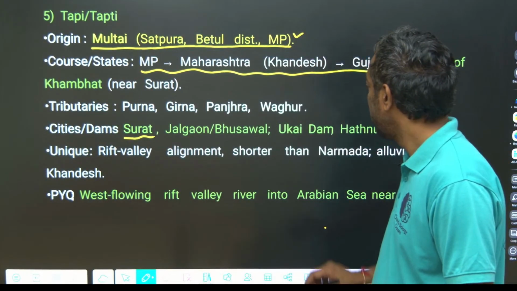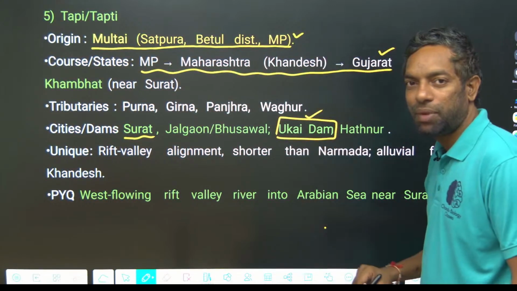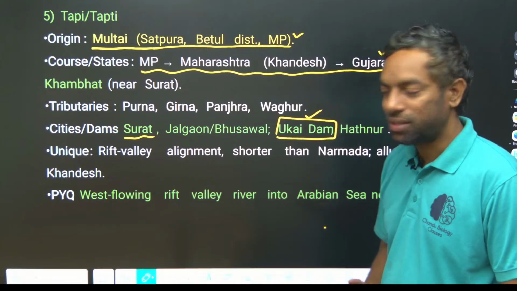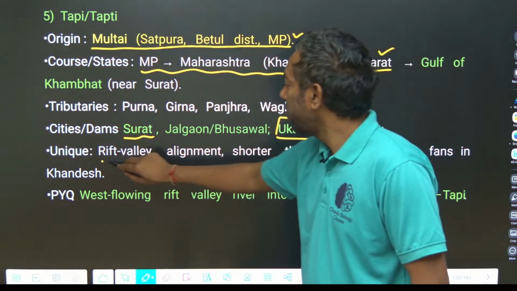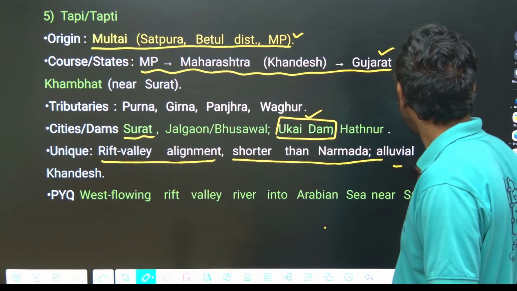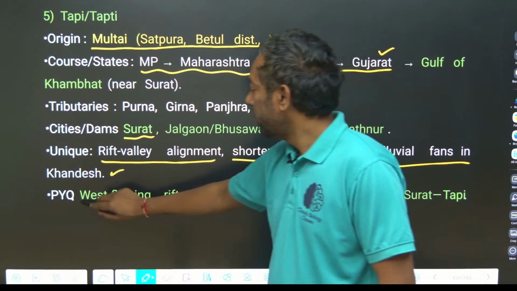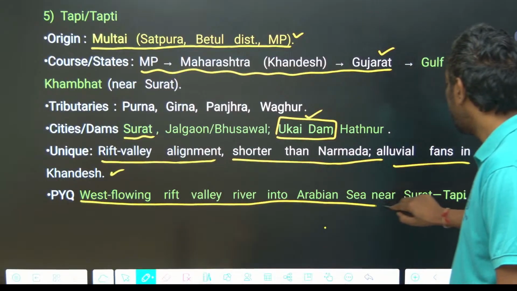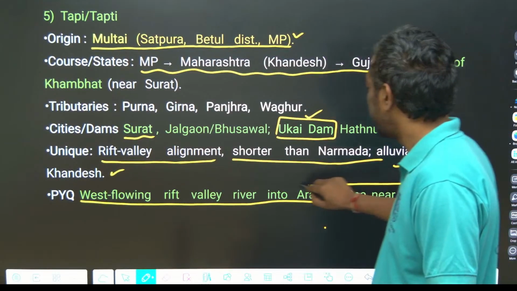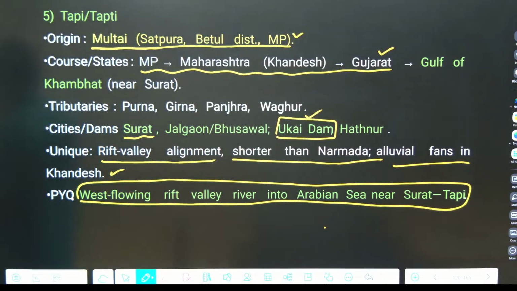This is important. And Ukai Dam is important. The dam is constructed on Tapi, Ukai Dam. This is important, guys, for the coming exam. Rift Valley alignment, shorter than Narmada, alluvial soil also there. They can ask you in the exam: west flowing Rift Valley river into the Arabian Sea, in Surat, is Tapi. This is important for the coming exam, guys.